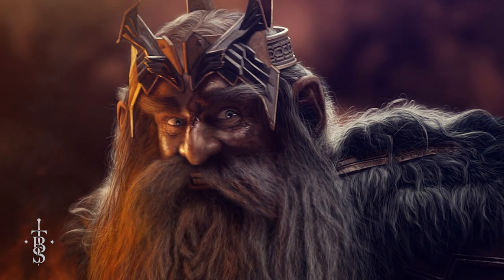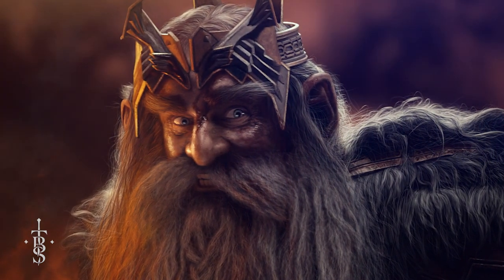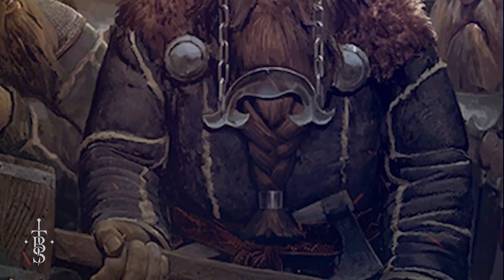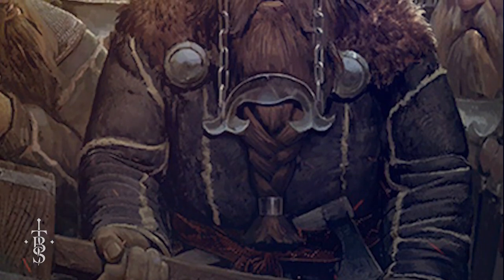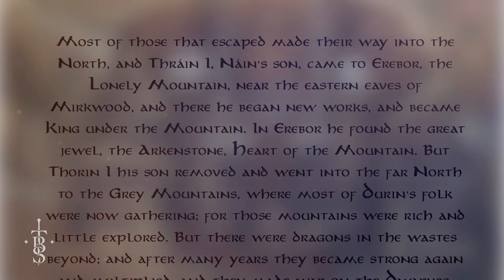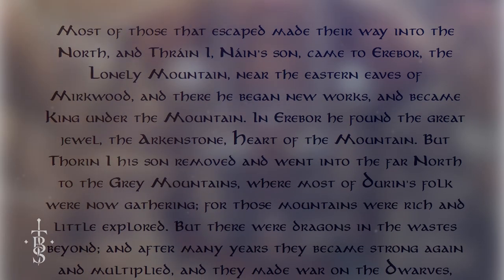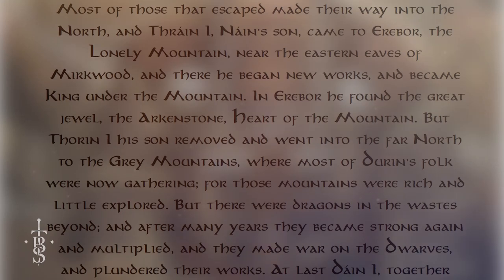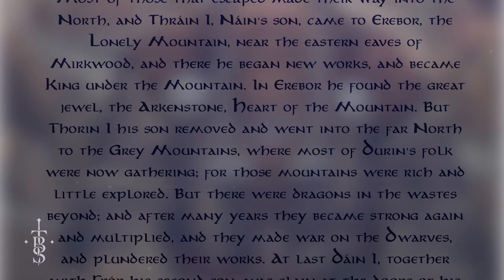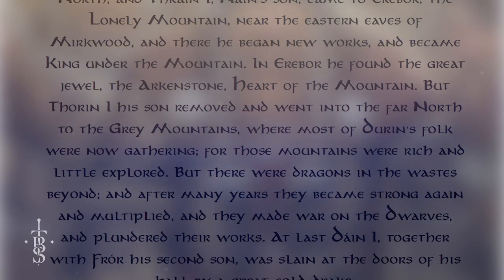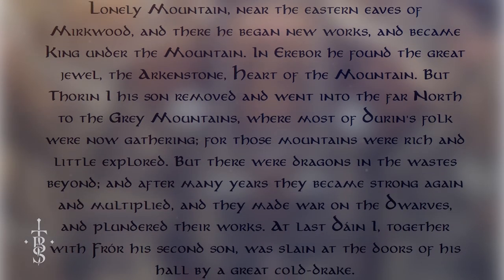However, Thror's younger brother Gror led others to the Iron Hills, once again splitting up many of Durin's folk. Now, pretty much all of this information comes from a small section of the appendices of Return of the King. Most of those that escaped made their way into the north, and Thrain the First, named Sun, came to Erebor, the Lonely Mountain, near the eastern eaves of Mirkwood, and there he began new works, and became king under the mountain. In Erebor he found the Great Jewel, the Arkenstone, heart of the mountain.